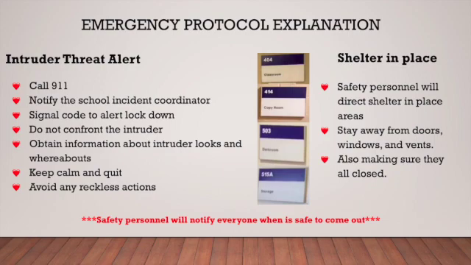Next, we're going to talk about other emergency protocols, including intruder threat alert. In the event of an intruder, we're going to call 911, notify the school incident coordinator, signal code to alert lockdown. Do not confront the intruder. We're going to hide in the classrooms that you see to the right, which is 404, 414, 503, 515A. We're going to obtain information about intruder looks and whereabouts, keep calm and quiet, and avoid any reckless actions.